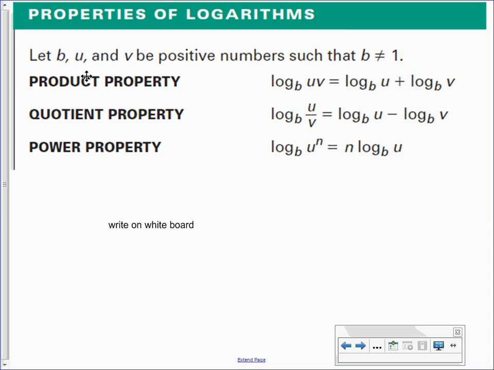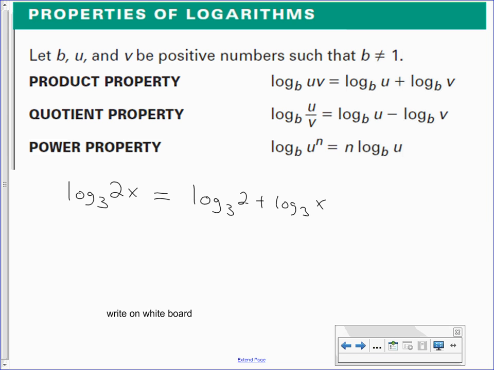So for a real simple, basic example of the first one, the log base b of multiplication, the product property. Let's say I have the log base 3 of just 2x. 2x shows that it is multiplication. So that means you can split it apart and rewrite it as log base 3 of 2 plus log base 3 of x. That's basically what that says.